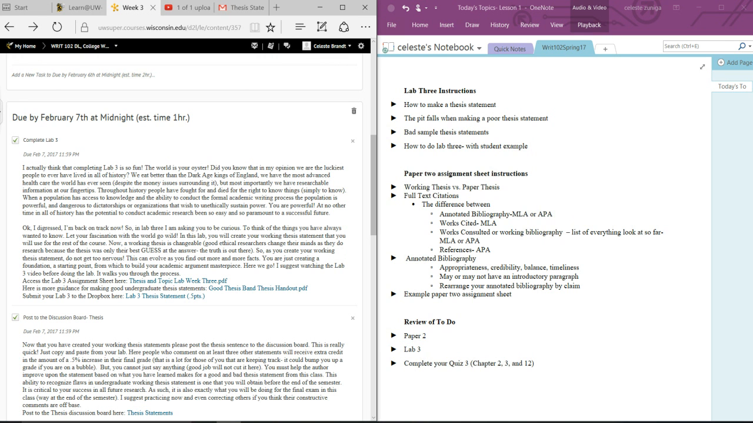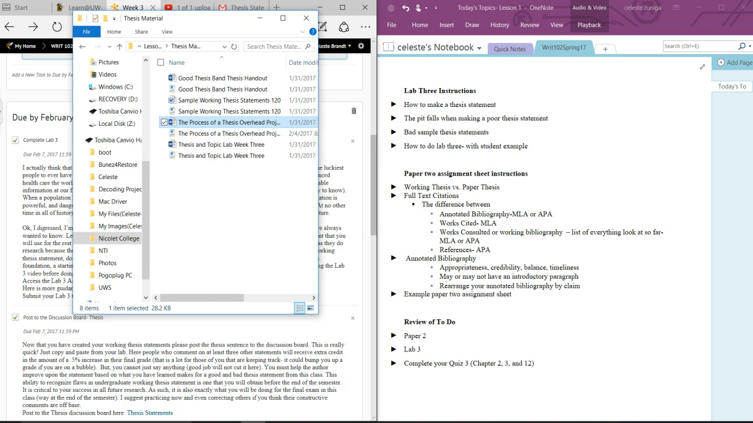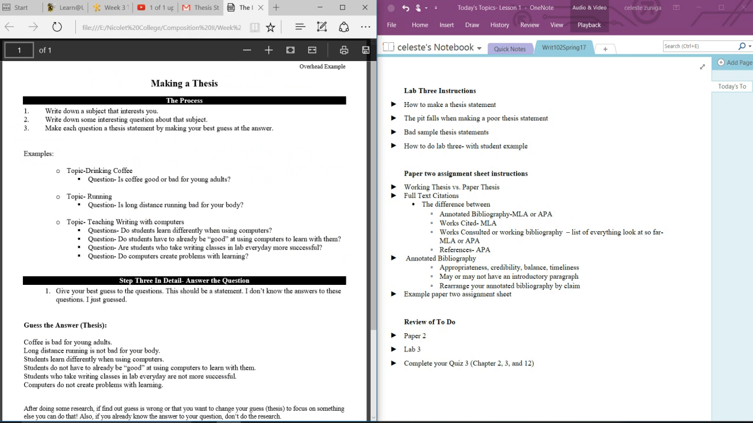So the next step in making a thesis statement is to make sure that your statement doesn't fall into the pitfalls of undergraduate poor thesis statements. My example that I had up for you guys to review a moment ago, I have fixed, and I will also put this example online so you can view it as well.